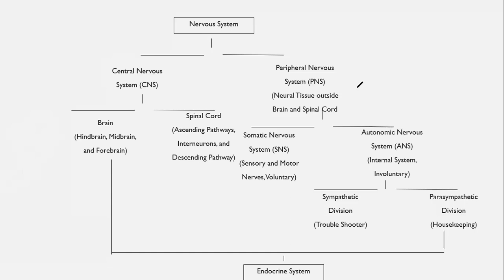Peripheral nervous system is the nerve tissue which is apart from the brain and spinal cord. Again, it is divided into somatic and autonomic. Just remember this word somatic. This is important in psychology. Somatic is related to body. Autonomic is auto, which has no control.